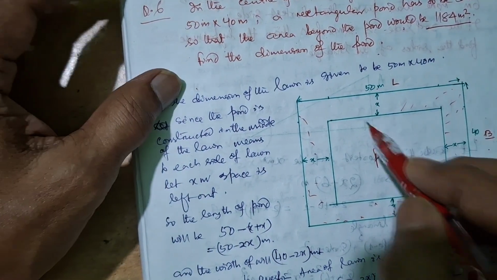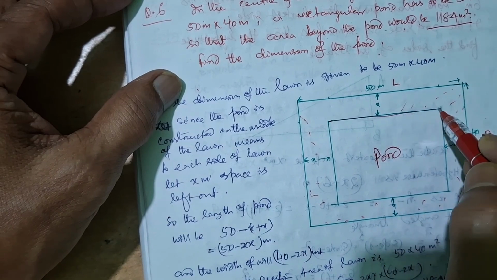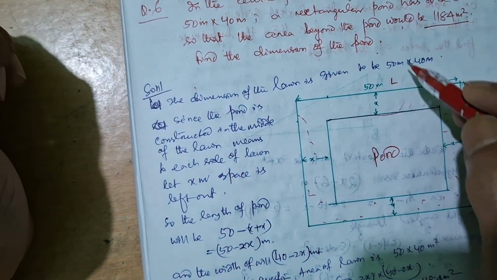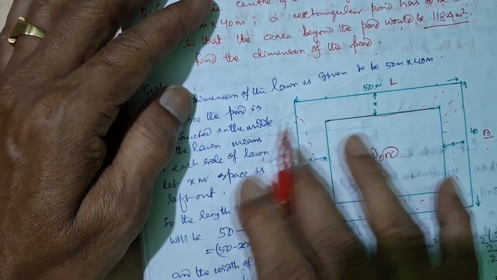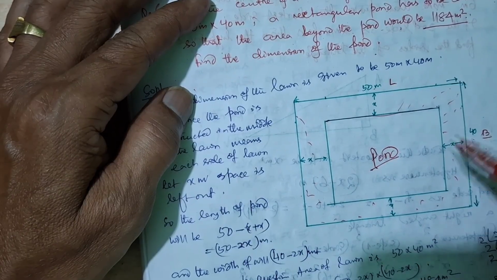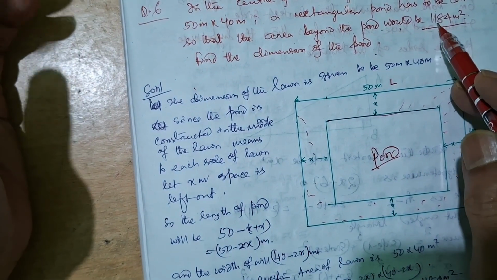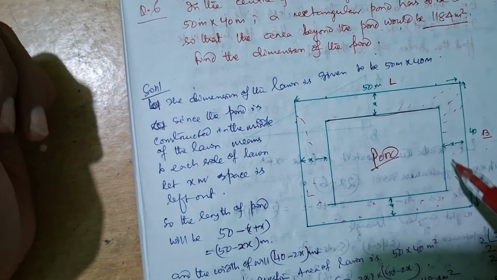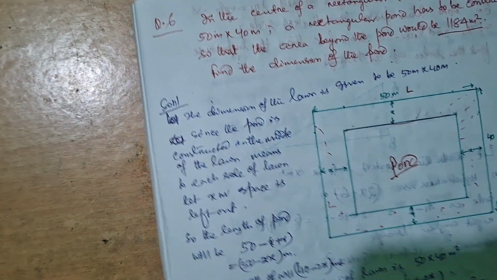What should be the dimension of this pond for which, out of the bigger area, if you take the area of the pond, the rest of the area will be 1184 meter square? Then what will be the length and breadth of the pond?